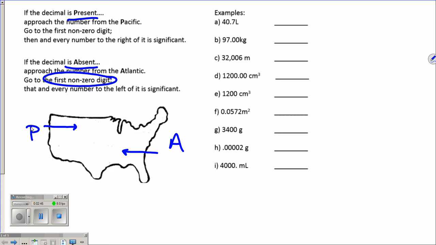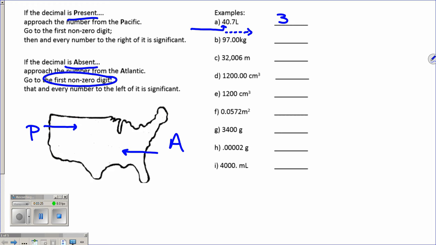So when we consider our examples here, the first example is 40.7. The decimal is present, so we're going to come over here. We start counting with the first non-zero digit, and that's a 4. That digit and everything to the right of that digit is significant. So this measurement has 3 significant figures. The rule here is captive zeros are significant. So every non-zero digit, the 4 and the 7, are significant, and because we have a captive zero, that is also significant.